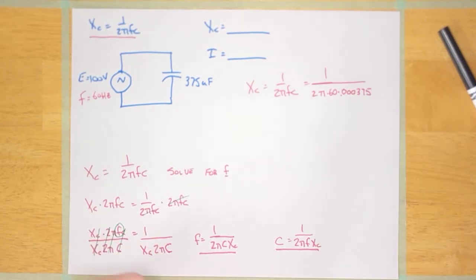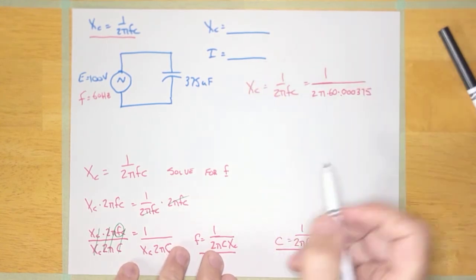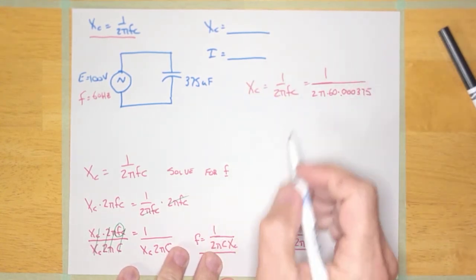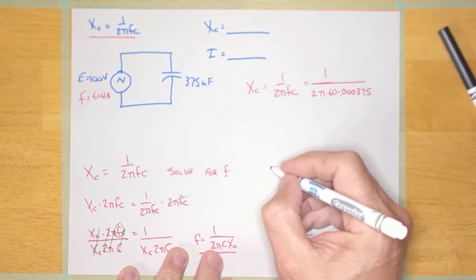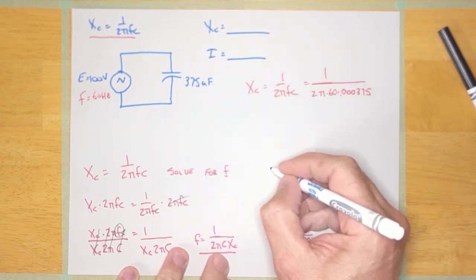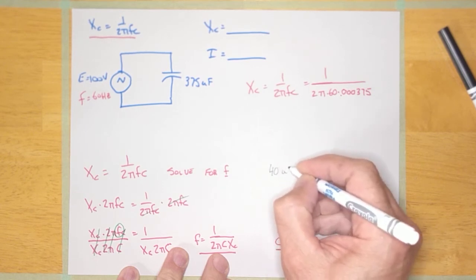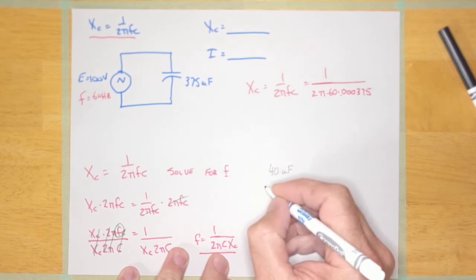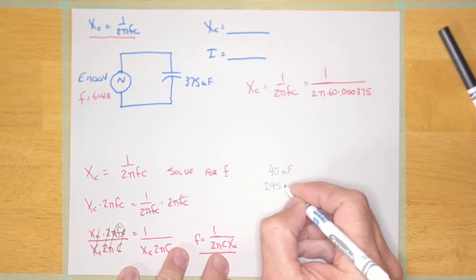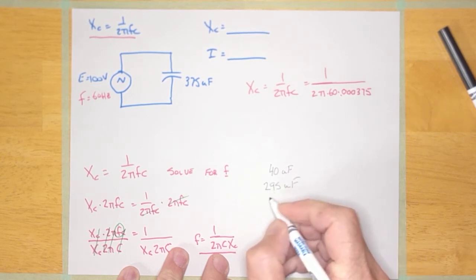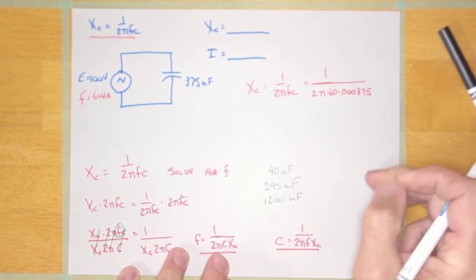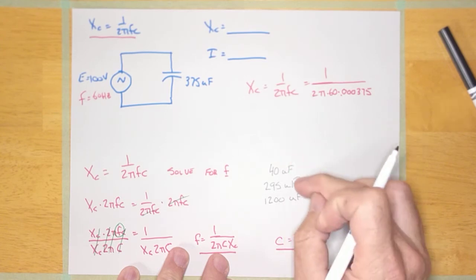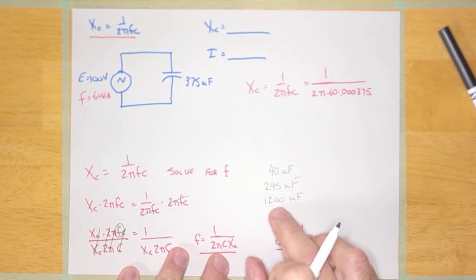And while we're here, guys, I'm going to show you a couple of things. We'll finish this one in a second, but just forget about that for a second. Let's talk about some values of microfarads just for fun. We could have an example like this, 40 microfarads, 295 microfarads, or 1200 microfarads, okay? What I'm trying to show you is I've got a 2-digit value, a 3-digit value, and a 4-digit value.